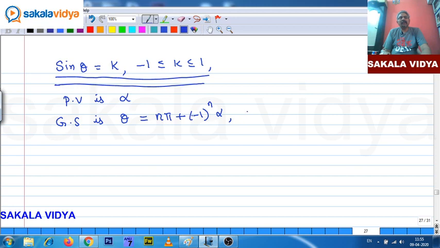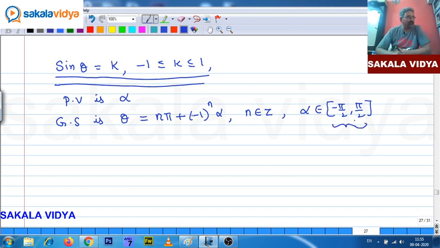Here n belongs to Z and alpha belongs to minus pi by 2 comma pi by 2. Always the principal value lies in this interval, minus pi by 2 comma pi by 2. So that means if you want to select alpha whenever the sin theta is equal to k form is given, we need to select from minus pi by 2 comma pi by 2 itself only.